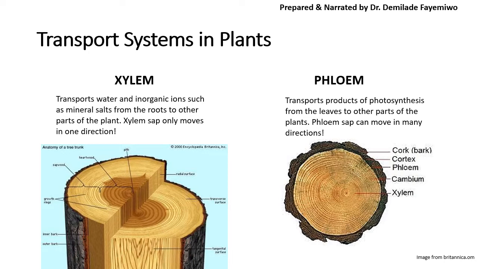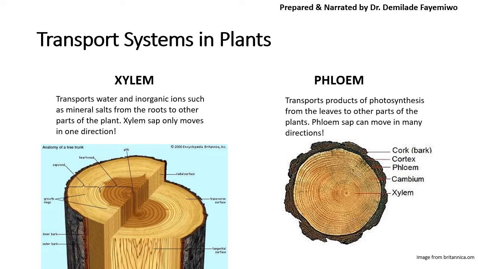When we speak about the transport system in plants, there are two transport systems, or should I say two transport vessels that you must know. You have the xylem, which is responsible for transporting water and inorganic ions, and you have the phloem, which is responsible for transporting the products of photosynthesis all across the plant.